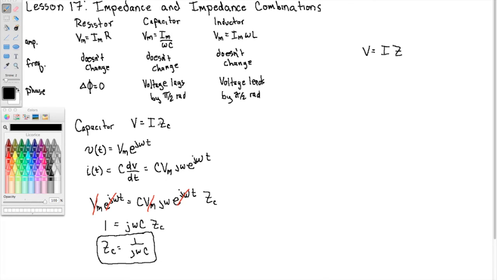This is great news. Now I can use Ohm's law for a capacitor, and this thing, Zc, that's playing the role of the resistance, that thing is 1 over j omega c. It's imaginary, right? 1 over j. But it's going to allow me to find the voltage or the current algebraically instead of using calculus. More on that in a second. But let's come to the inductor now.